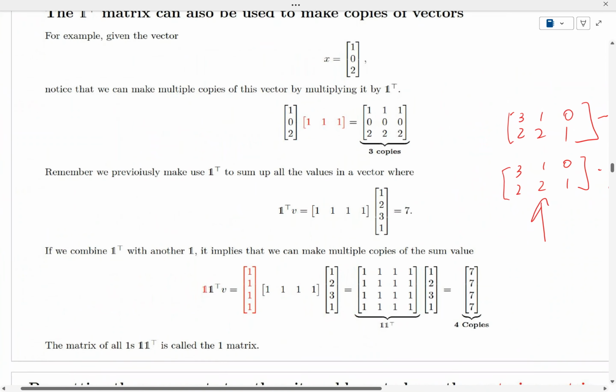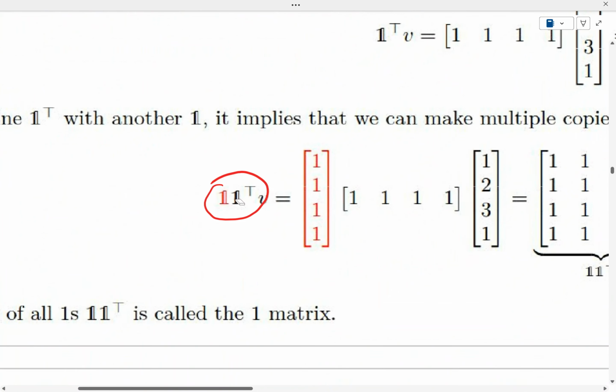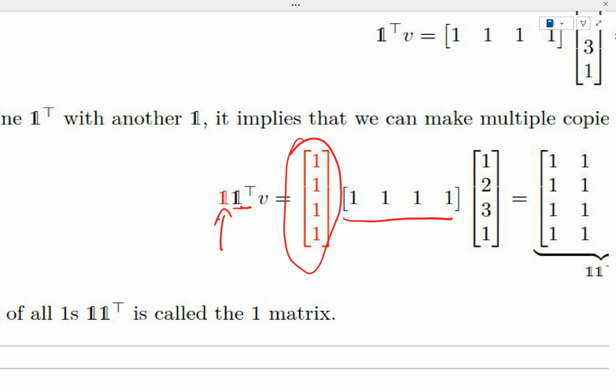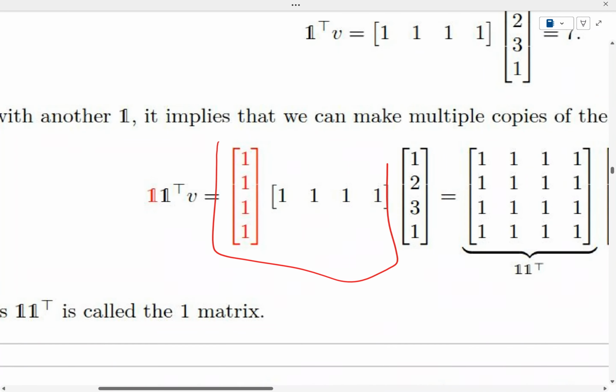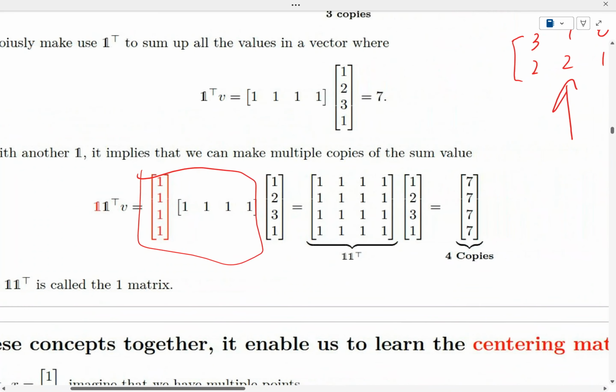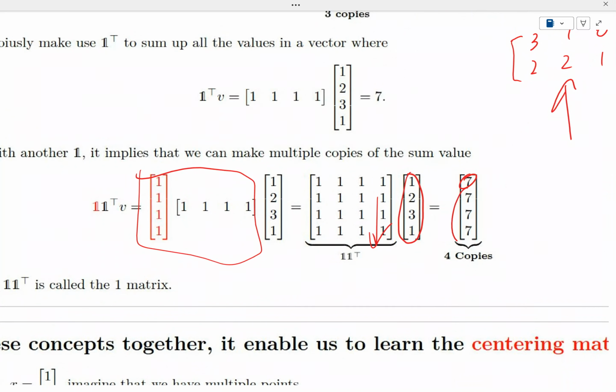Also, we sometimes combine two of them together. Over here you have one vector of ones, and then another one. This has a very interesting impact, because together it creates not just a vector of ones, but a matrix of ones. What it does is simultaneously add all the numbers together and make multiple copies. So you can combine operations together.